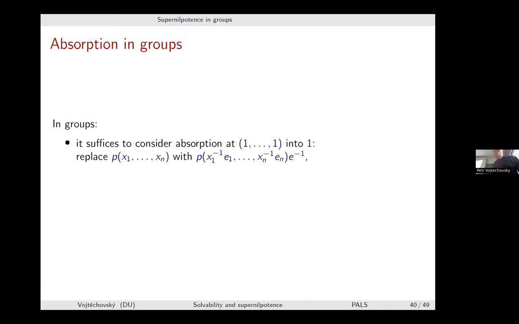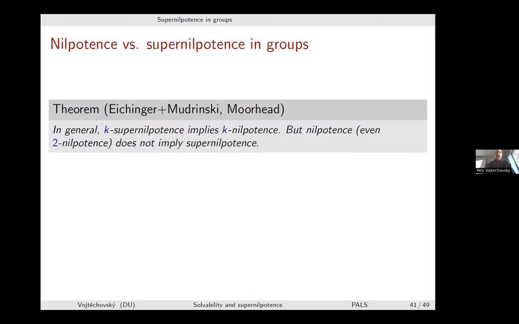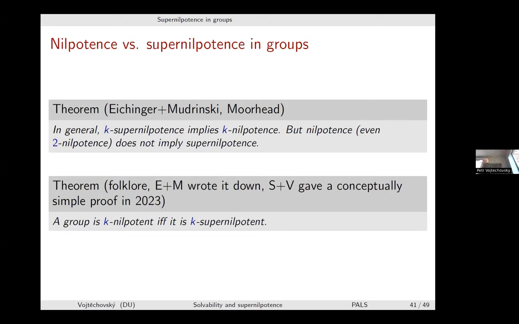Okay, so now supernilpotence in groups. This is well known, and very briefly, it's enough to normalize the absorption to go from an n-tuple of ones into one. Here is a typical absorbing term, the commutator: if you plug in one for x or y, it vanishes. And it's true that K supernilpotence implies K nilpotence, but there are counterexamples to the converse. There are nilpotent algebras that are not supernilpotent at all. For groups, a group is K nilpotent if and only if it is K supernilpotent.